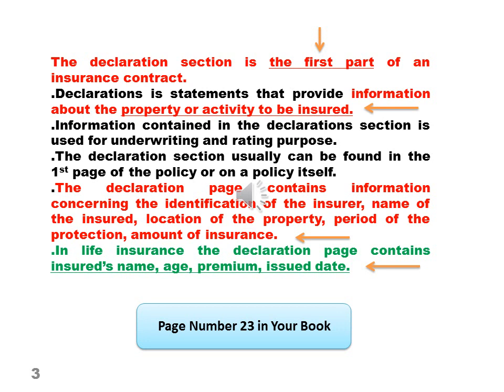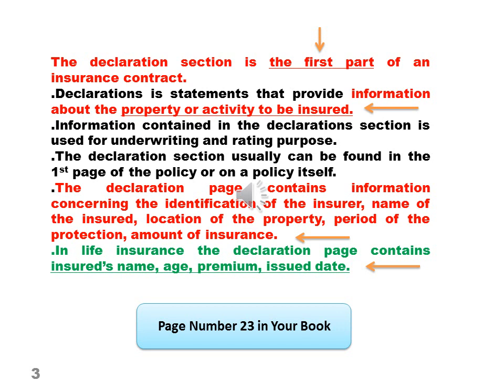The declaration section can usually be found on the first page of the policy or on the policy itself, because it's a very important part. The very important part in any insurance contract, the declaration.